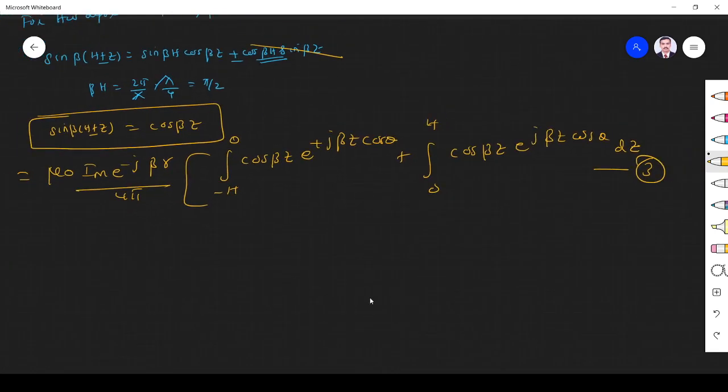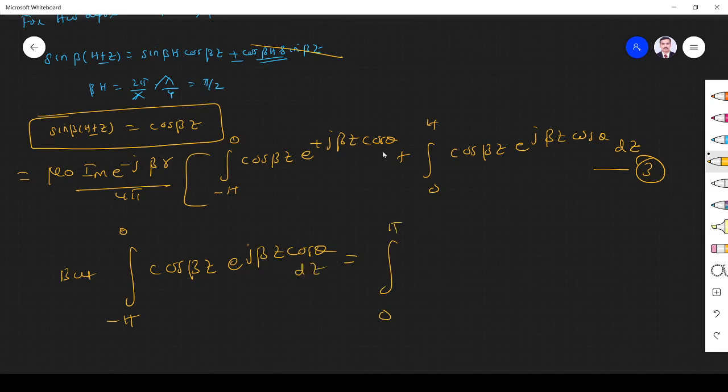Okay, so now what will happen? But we know that we can write minus h to 0 cos beta z into e power j beta z cos theta as 0 to h, with integration with respect to z. So dz varies from minus h to 0. So I write z is equal to minus z. So what will happen? 0 to h, you see cos beta z e power minus j beta z cos theta dz. What I did here, z is plus z, here I change it to minus z, so the limit varies from h to 0, right?